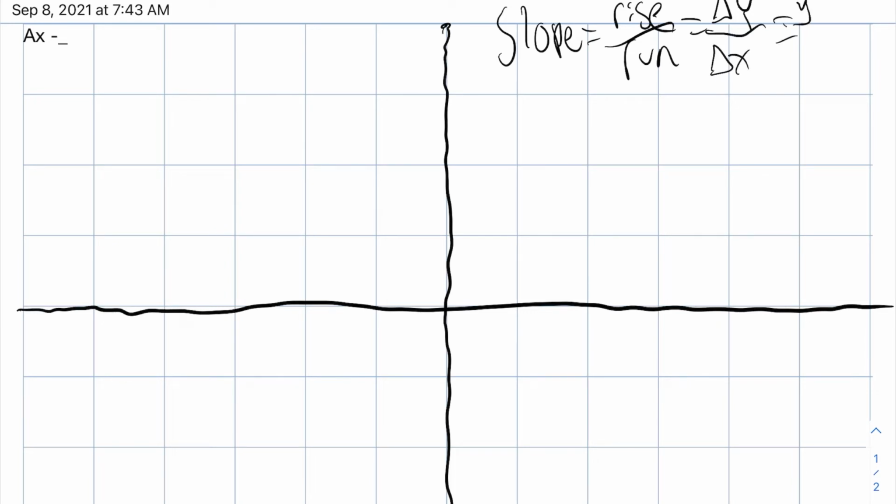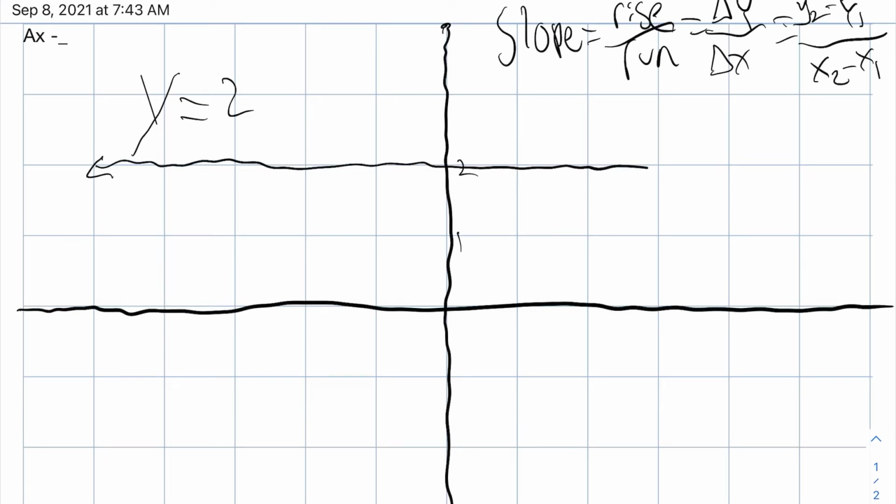We also call it y2 minus y1 over x2 minus x1. But I wanted to talk about some unique cases here. For starters, what if you get a line that just says something like y equals 2? Again, if this is 1, this is 2. If I were to draw y equals 2, notice this turns into a horizontal line.